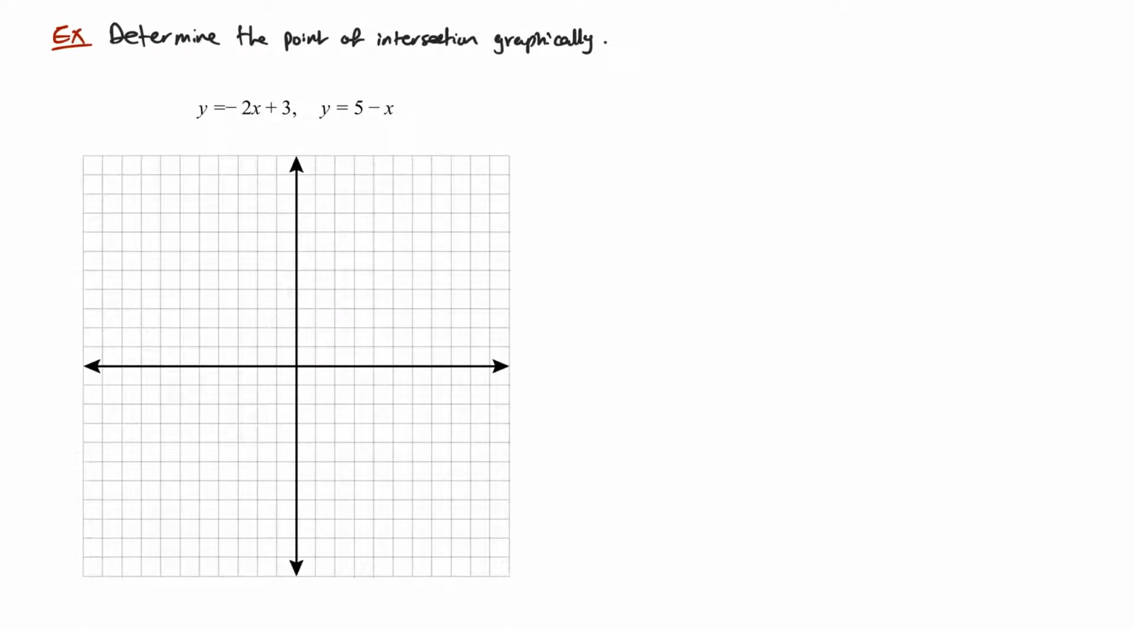All right, let's do an example over here. This example says to determine, so I need to show all my work, the point of intersection graphically. And I get two functions. One of them is y is equal to negative 2x plus 3, and one of them is y is equal to 5 minus x. So try this one out on your own first, and then you can pause the video and then resume it again to see the solution.